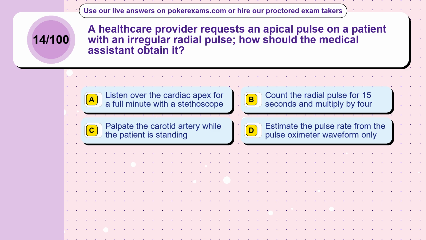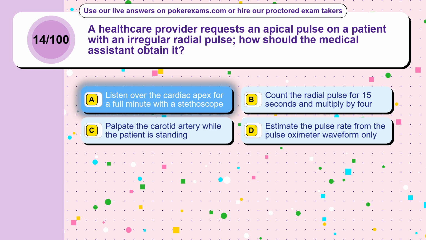Option C, palpate the carotid artery while the patient is standing. Option D, estimate the pulse rate from the pulse oximeter waveform only. The correct answer is option A. Listen over the cardiac apex for a full minute with a stethoscope.